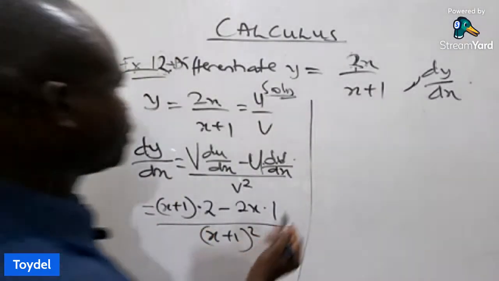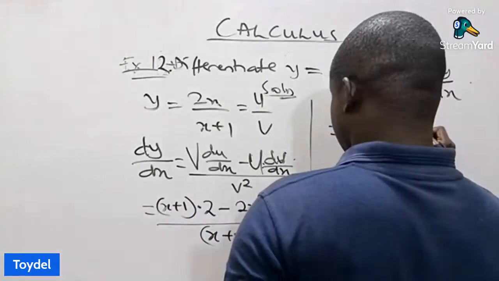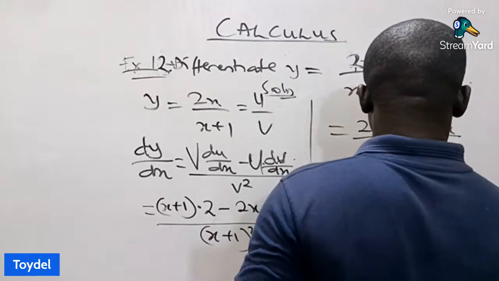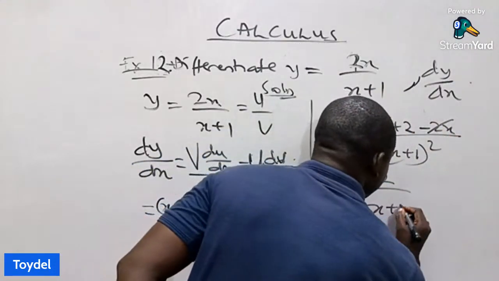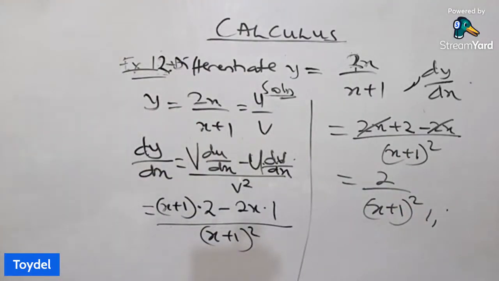If you open up the numerator, what are you going to get? Here we are going to have 2x plus 2 minus 2x all over x plus 1 all squared. This will cancel this. At the end of the day, your answer will be 2 all over x plus 1 all squared. So if you have a question in the form of a fraction, we are going to apply the quotient rule. Okay?